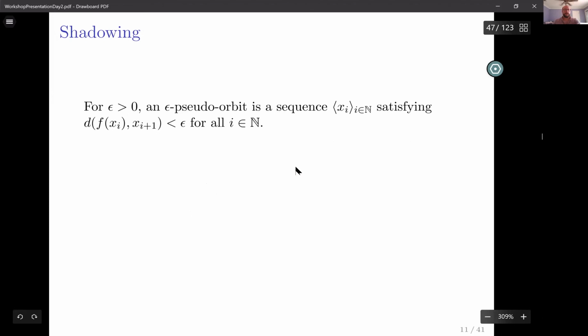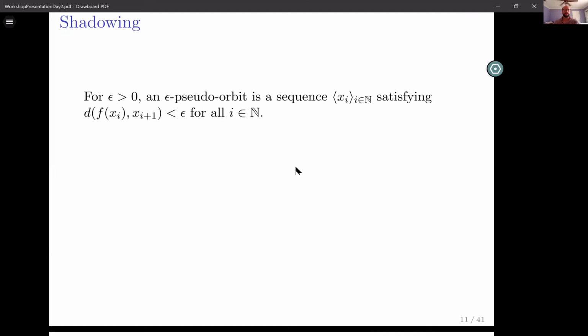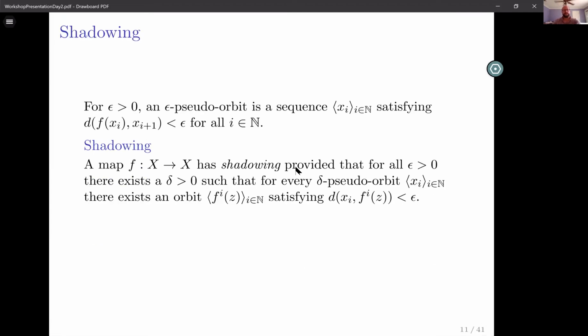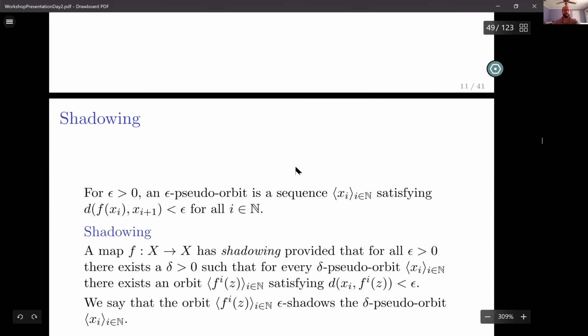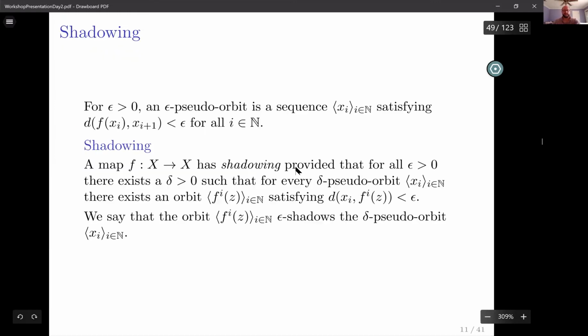So let's remember shadowing. We talked about this yesterday. For every epsilon greater than 0, an epsilon pseudo-orbit is a sequence of points x0, x1, x2, x3, such that f of xi is close to xi plus 1. Okay? And we say that map F has shadowing, provided that for every positive number epsilon, there is a positive number delta, such that every delta pseudo-orbit is epsilon shadowed. Okay? So that was what we talked about yesterday. And we say that the orbit as a sequence epsilon shadows the delta pseudo-orbit xi.